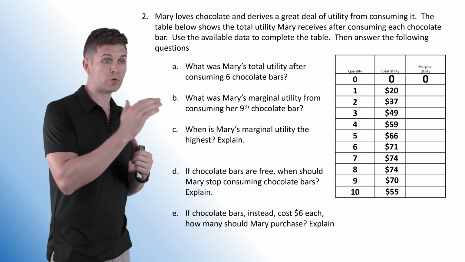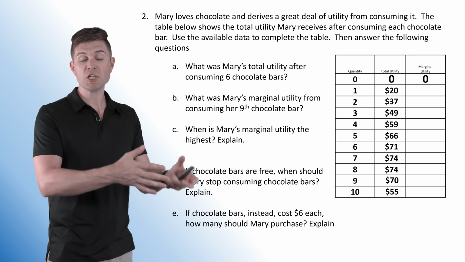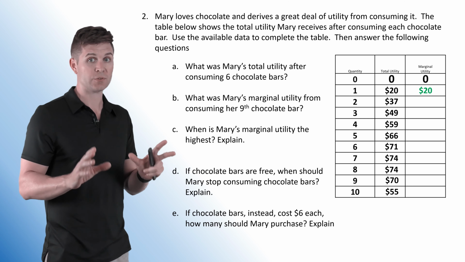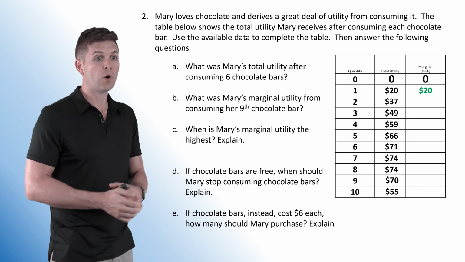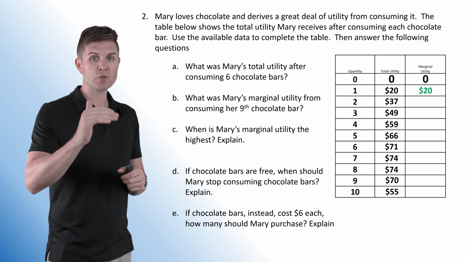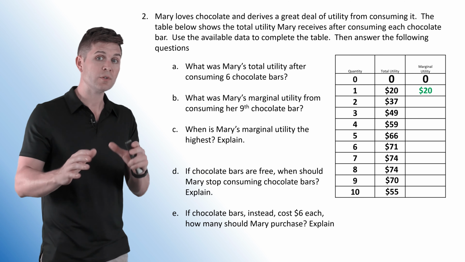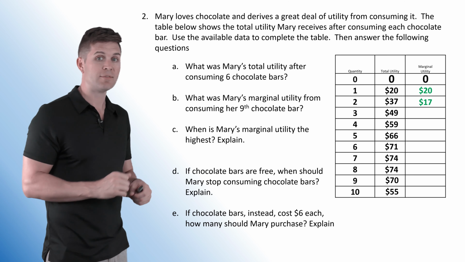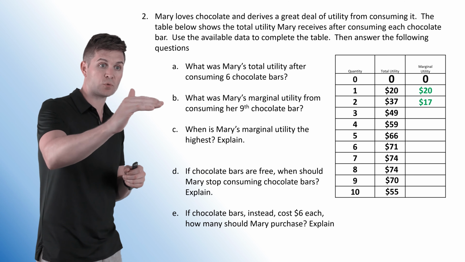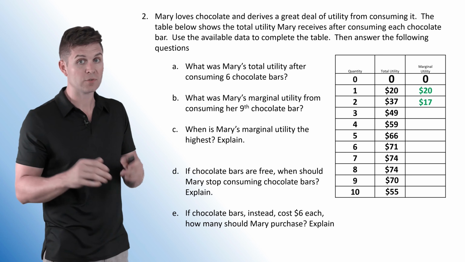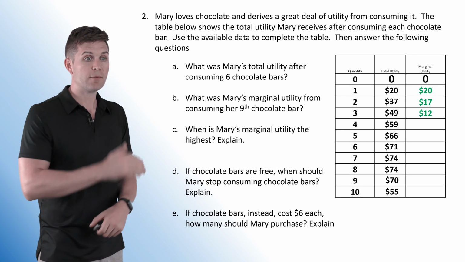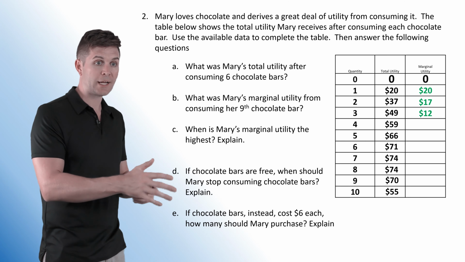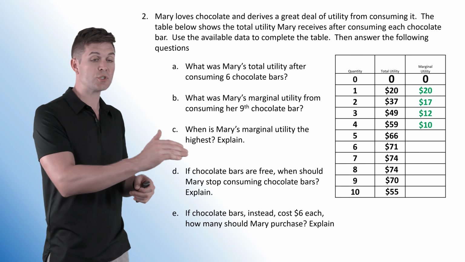Okay, so she consumes her first chocolate bar, she gets 20 units of utility. Okay, we're considering that $20 of utility in this case. So her total utility is at 20, her marginal utility is at 20. Now remember, marginal utility is just the change in total utility. As she consumes her second one, it's 17 because she went from 20 to 37 in her total. Sometimes questions pop up to have you answer that. All right, on her third candy bar, she goes from 37 to 49, she increases by 12. On her 4th candy bar, she increases by 10.